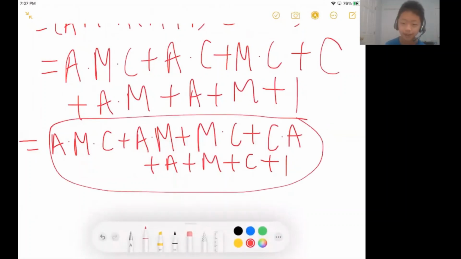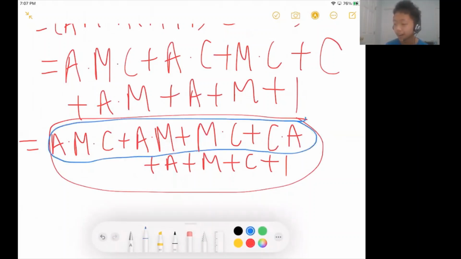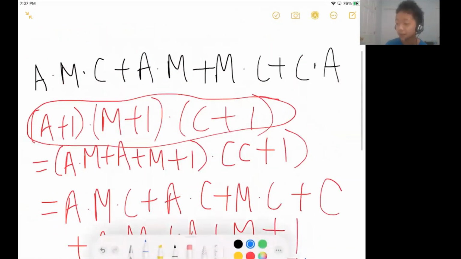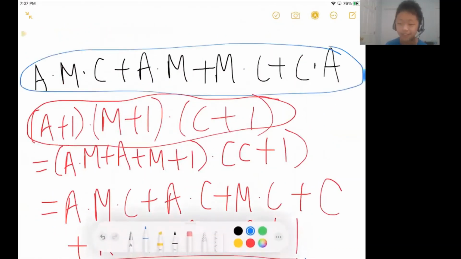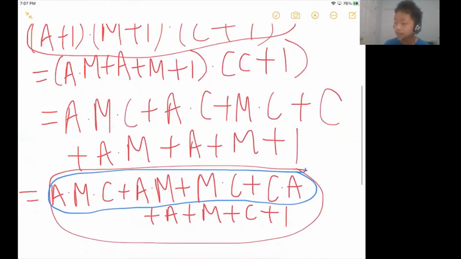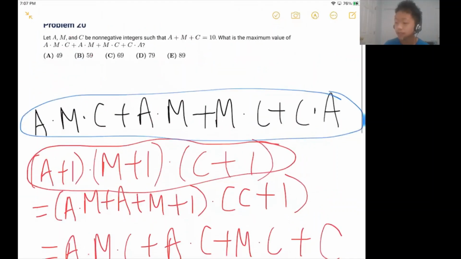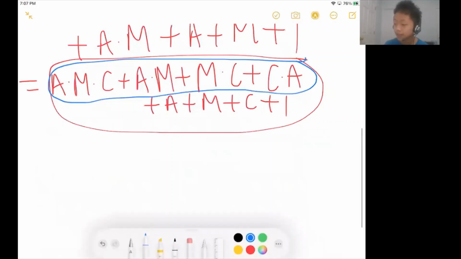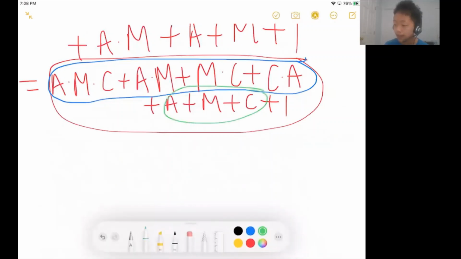The reason we might be motivated to try that is because we see that this blue thing here, a times m times c plus a times m plus m times c plus c times a, is exactly the expression that we want. That might make us feel like we're on the right track. Then we can notice that a plus m plus c equals 10, like the original problem said. So that tells us that this expression here equals 10.